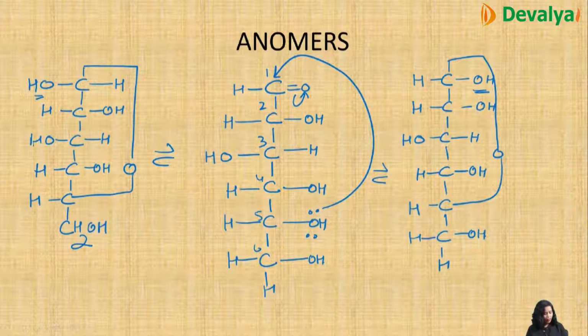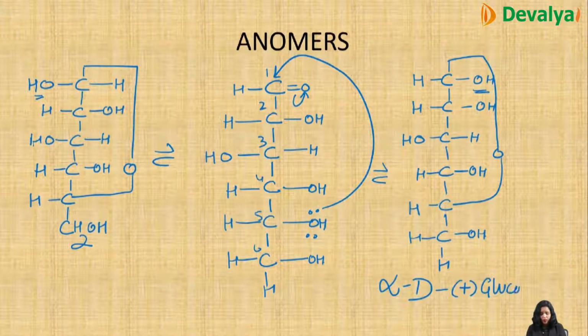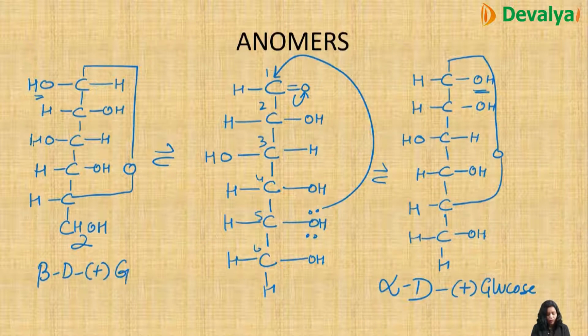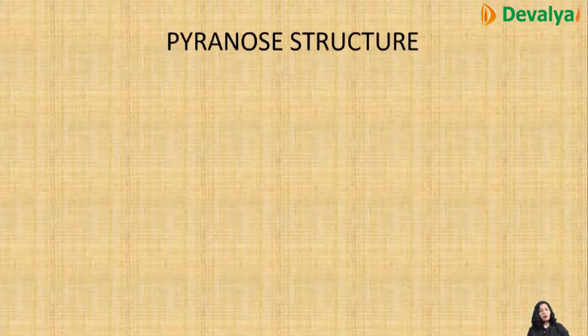Now in this case, if OH is on this side, this is known as alpha D positive glucose. Alpha means that OH is on the right side. This is your beta D positive glucose. So this is alpha glucose and beta glucose. Next is the pyranose structure.